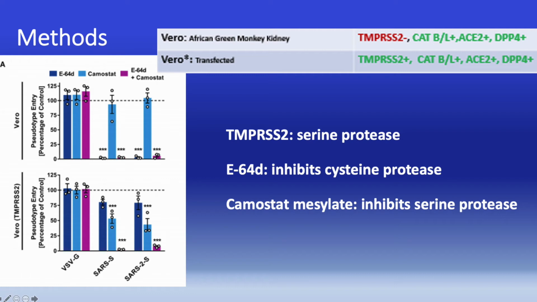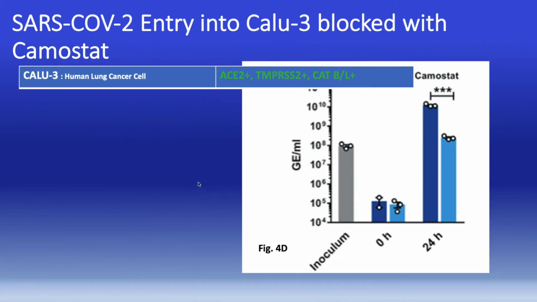The question is whether SARS-2 requires both proteases or just one of them, and if so, which one? At this point, we're all thinking, okay, these statements seem good, but they also seem very conditional. You're using pseudotype virus, you're forcing expression of receptors and proteases in cells that normally don't express these things.